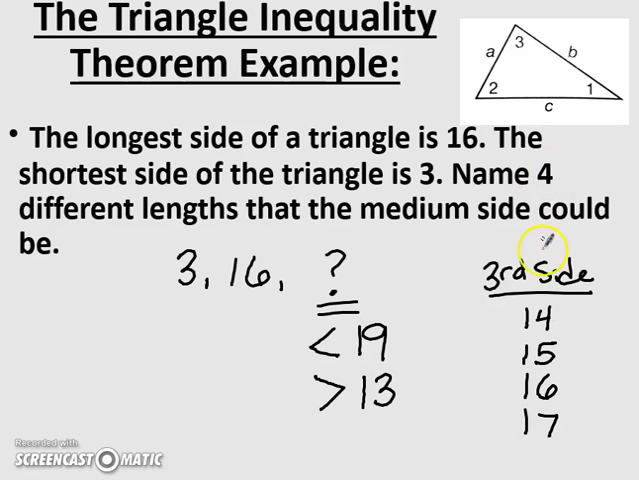I know we were only asked to name 4, but it could also be 18. It could be anything in between as well. It could be 13.5. That's more than 13, less than 19. It could be 16.2. That is less than 19 and greater than 13. So there's lots of different ways to make a triangle, but whatever this third side is, it has to be less than the sum and greater than the difference.